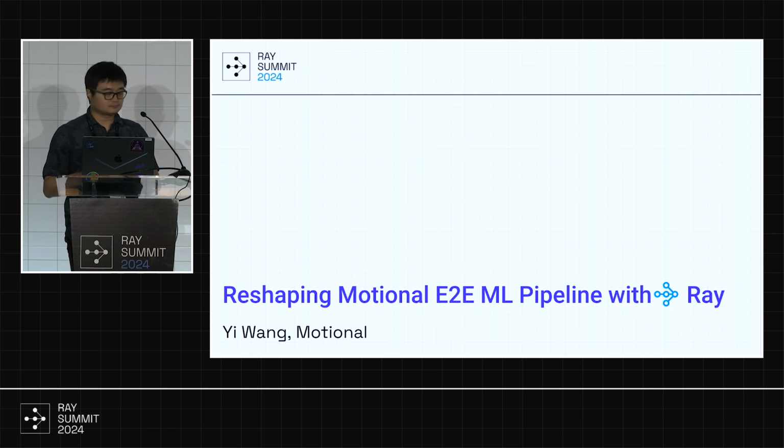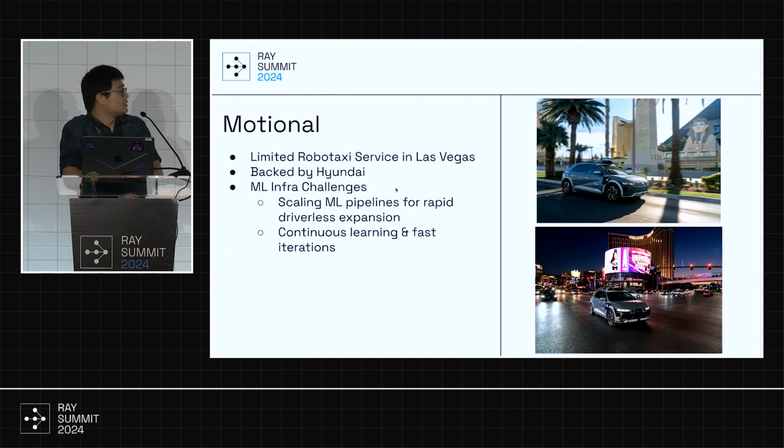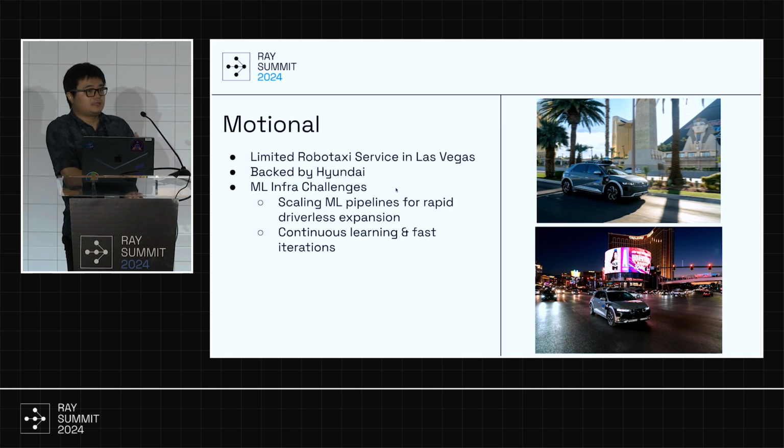So today I'm very happy to share some user experience about reshaping our end-to-end ML pipeline with Ray. First, a background about my company: Motional is a robotaxi company. We can provide some limited self-driving service in Las Vegas, and we are backed by Hyundai. I'm working in the field of ML infra.